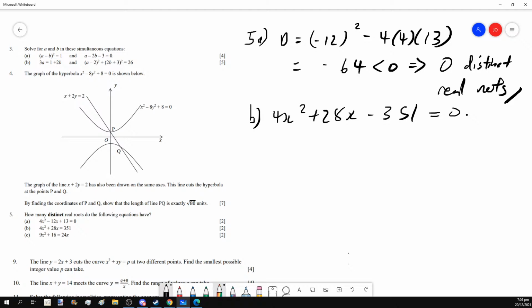So using this particular format, we will move the 351 over to the left. From here, we will calculate the discriminant. It will turn out to be 28 squared minus 4 times negative 351.